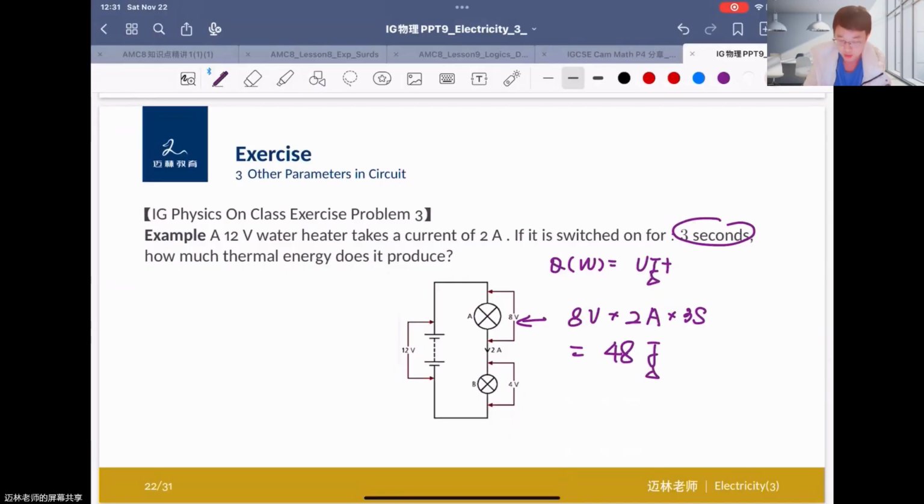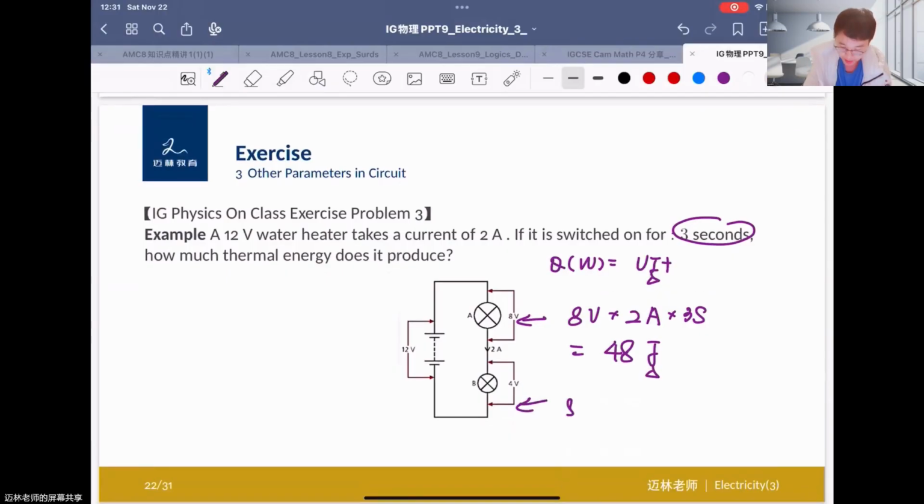It's 48 joule. For the second lamp, we can say 4 voltage, sorry, I was wrong, 4 voltage times 2 ampere times 3 seconds, right? So here is 24 joule, okay? This is for the second example. So I guess this class is just about how to calculate power and how to calculate energy. Not very difficult for you.